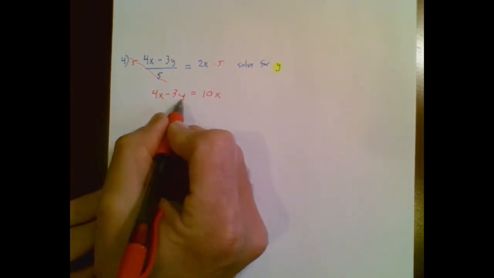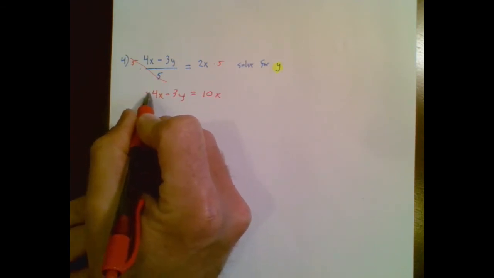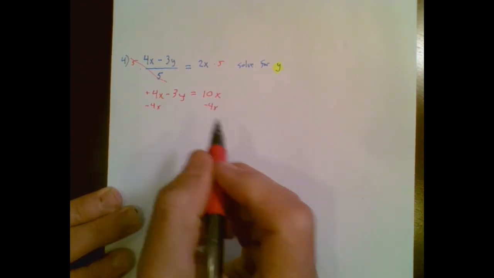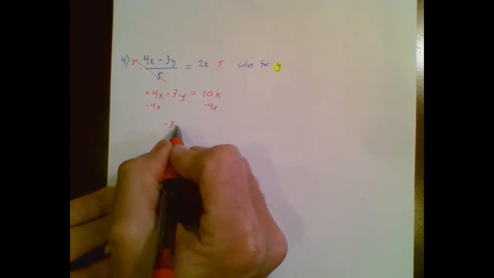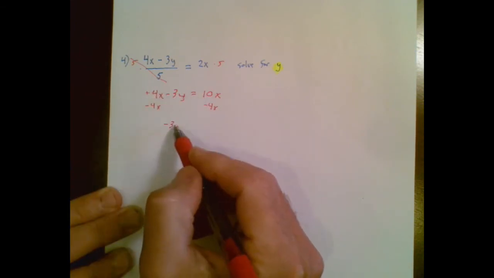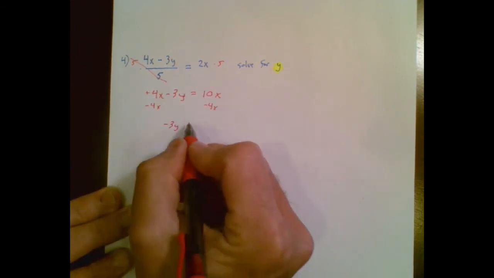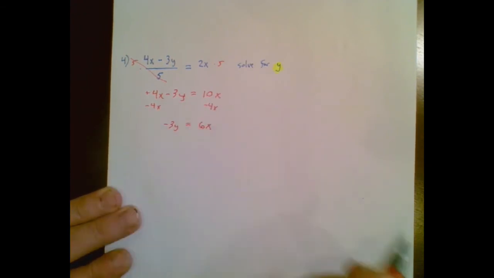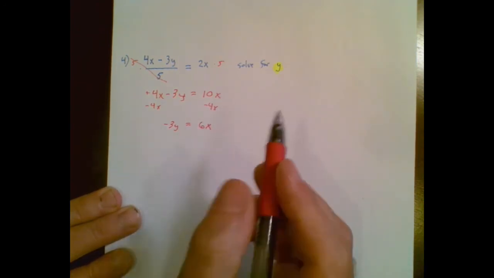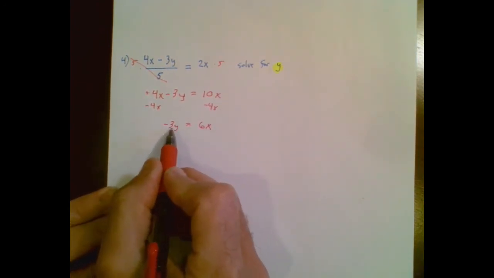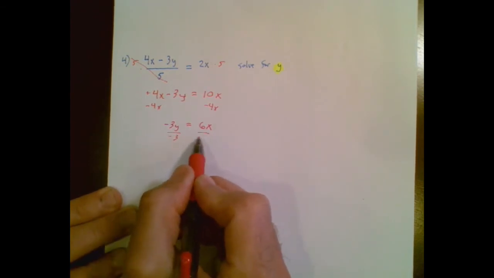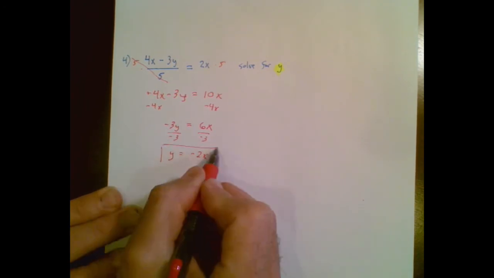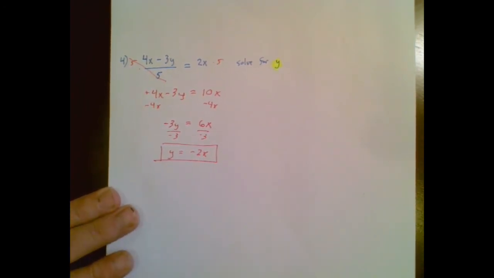Now I move the 4x because I'm trying to get y by itself. That's really a positive 4x, so I subtract from each side. Hey, we have like terms. That's nice. So over here, since these add to 0, I copy down the 3y and I don't forget the negative. It would be easy to forget that. 10x minus 4x, these are like terms, so I subtract. Finally, to get y by itself, a negative 3 is attached by multiplication. I do division, and y equals negative 2x. I have solved for y. I've gotten y by itself.